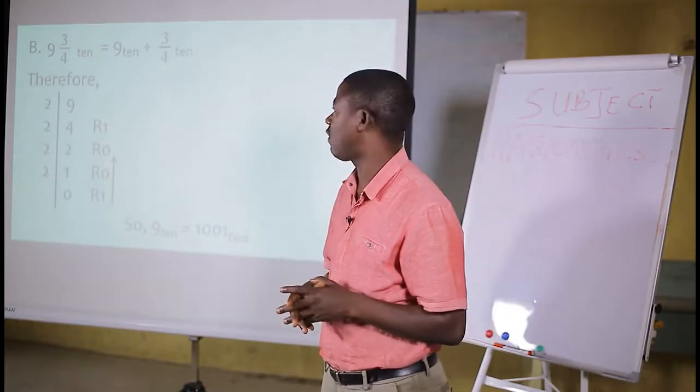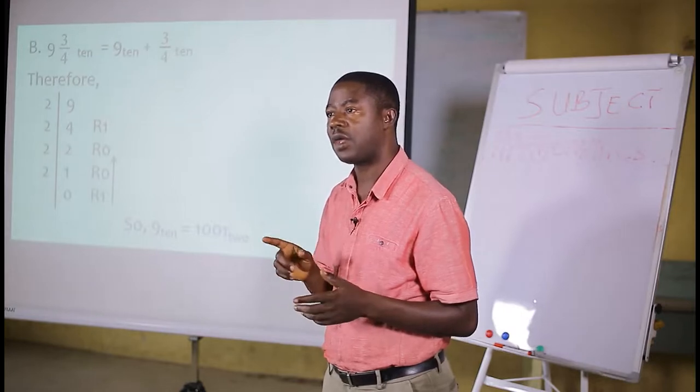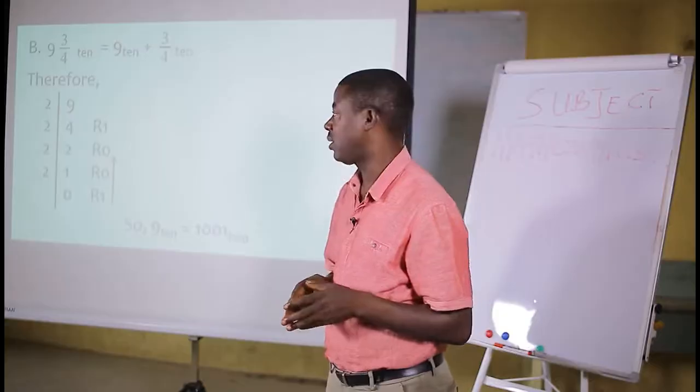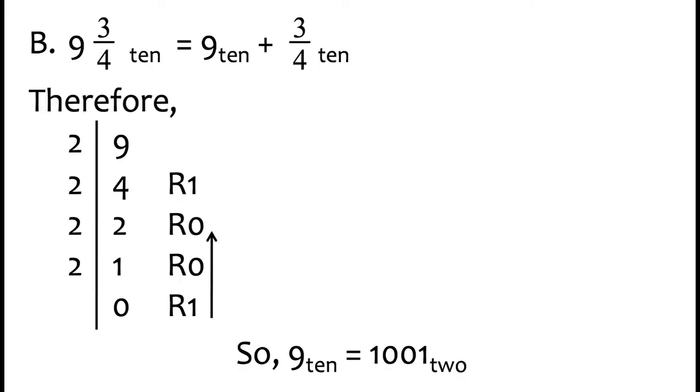Question B, we have to convert 9 whole number 3 over 4 base 10 to binary. We split them, the whole number and the fractional part. The whole number there is 9, so we have 9 base 10 plus 3 over 4 base 10.